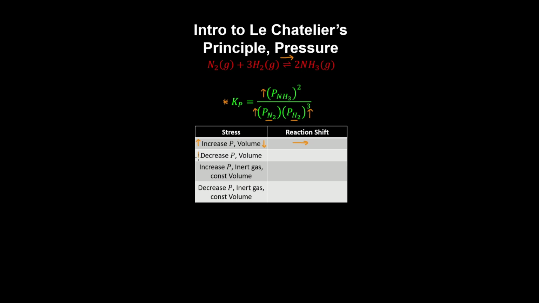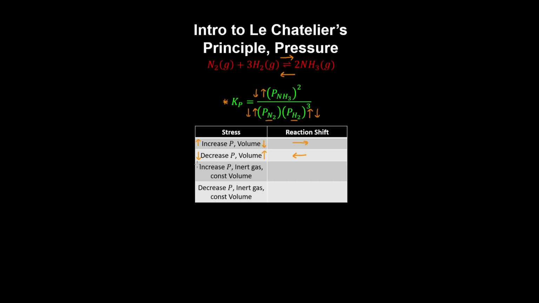Now if we decrease the pressure on the system by increasing the volume of the container, then the partial pressures of the gases would decrease. And therefore, because there's more moles of reactants on the left than there are of products, then the reaction shifts to the left to relieve the stress according to Le Chatelier's principle. So effectively this reduces the partial pressure of the product and increases the partial pressures of the reactants.